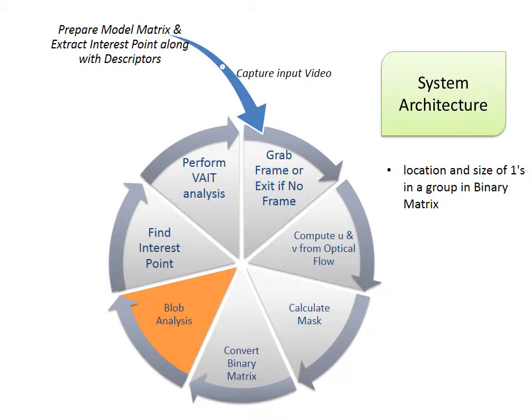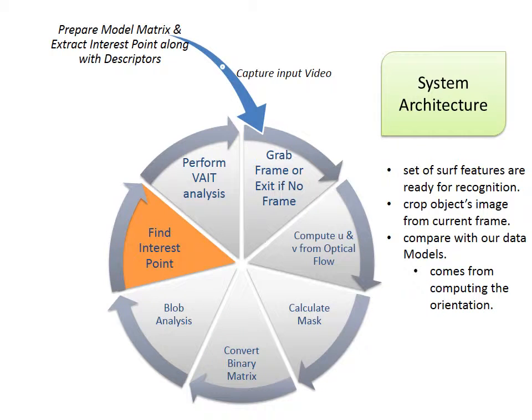Blob analysis is one of the most popular algorithms which takes the binary matrix as an input and returns the location and size of ones in groups in the binary matrix. We call these bounding boxes, which contain all the groups of ones, and which basically mean the moving object in a particular frame. VAIT stands for Vehicle Angle Invariant Transform.